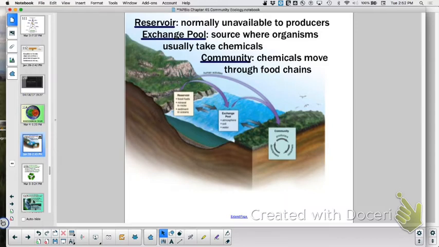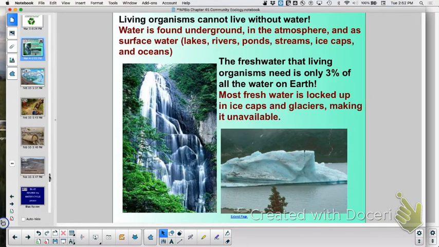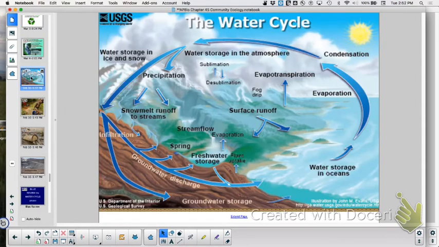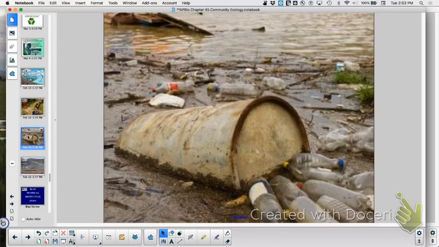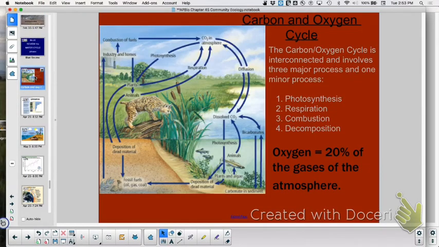So we talked about the water cycle, and we talked about that only 3% of it is fresh water. But we looked at some of the words in there. We're okay with that, right? Okay. And then we talked about how man can screw it up. Okay. Then we talked about the carbon cycle.